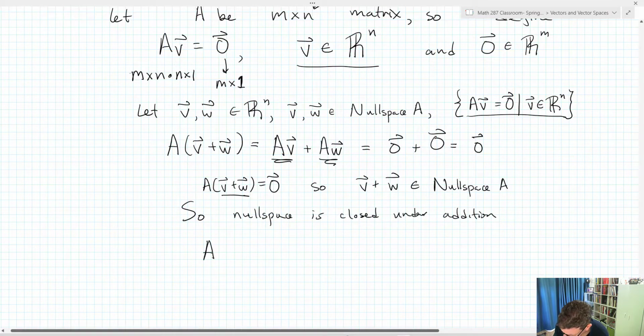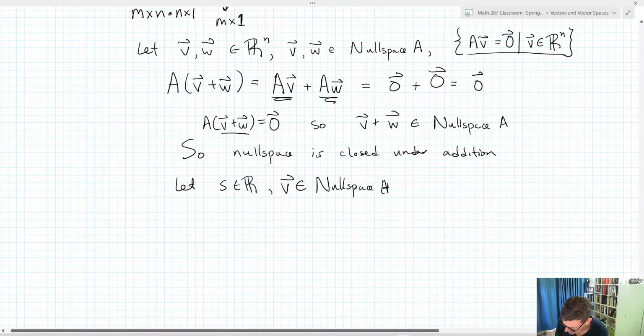Also, if I take A, now I'm going to prove scalar multiplication. So we're going to let S belong to the reals, okay? And V is going to then belong to the null space of A, okay?